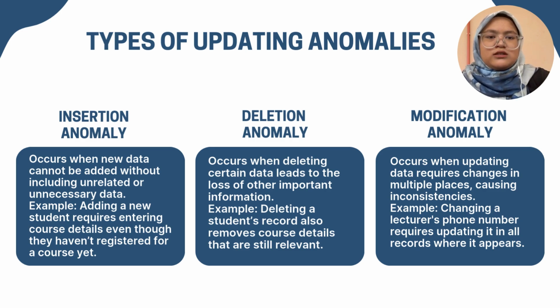And the last one is modification anomaly. Modification anomaly occurs when updating data requires changes in multiple places, causing inconsistencies. For example, changing a lecturer's phone number requires updating it in all records where it appears.